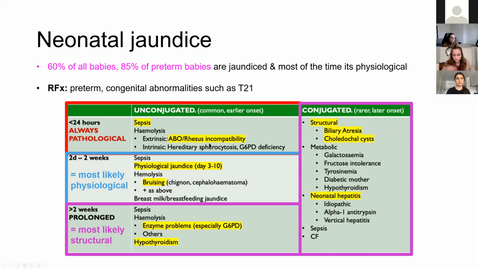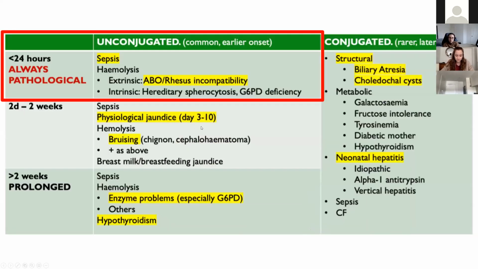So for the purposes of today, I'm going to talk about it based on the timing. First off, we're going to talk about neonatal jaundice that presents in less than 24-hour-old babies. And this here is always pathological.